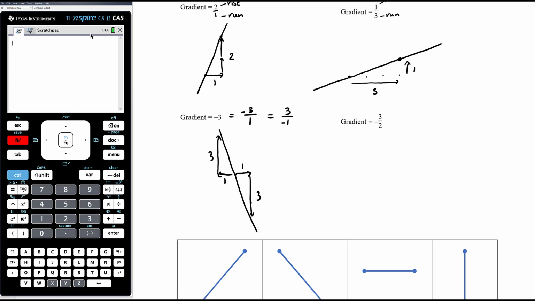Gradient of -3 on 2. So again, that could be -3 over +2, or 3 over -2. It doesn't matter how you think about it, it's not negative on both the top and the bottom. One number has to be negative.